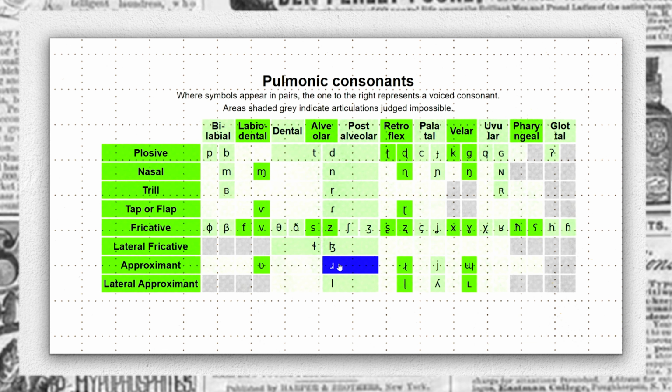Ra, ra. Ra, ra. Ra, ra. Ra, ra. Ra, ra. Ra, ra.